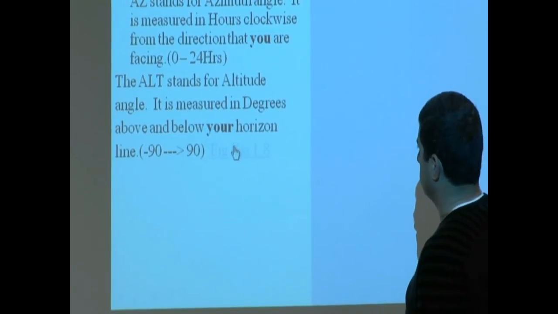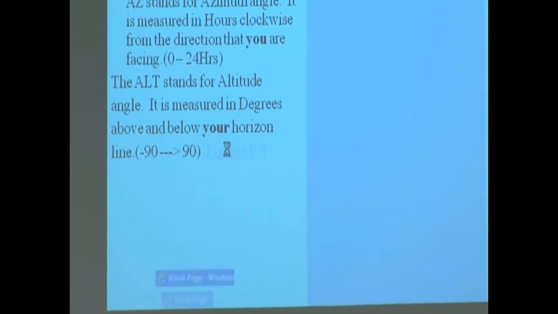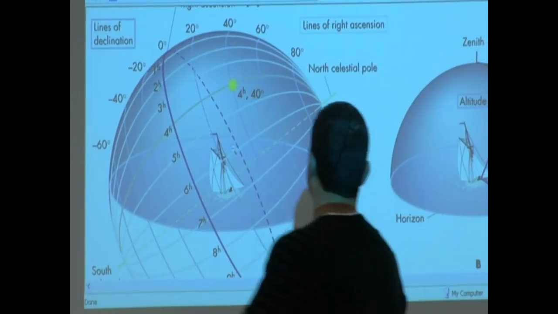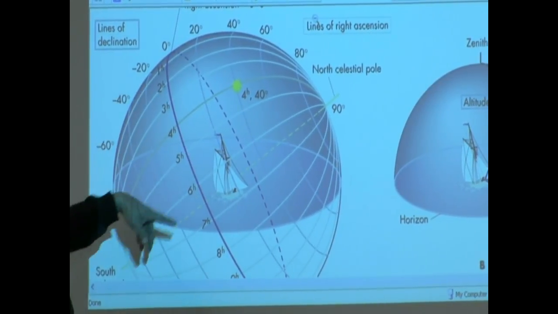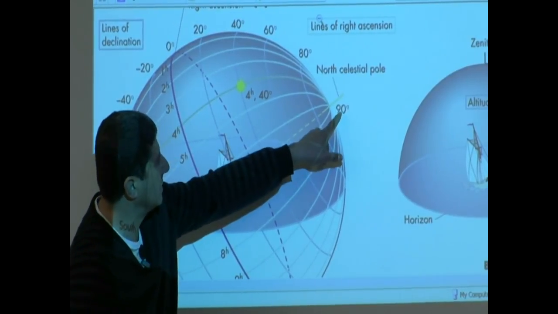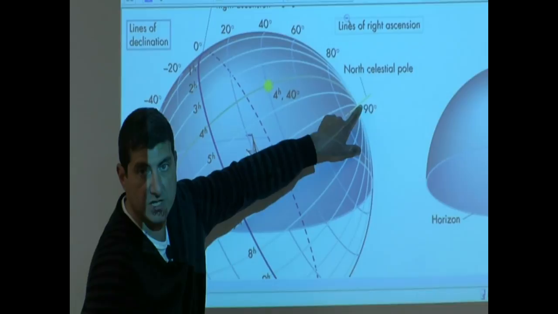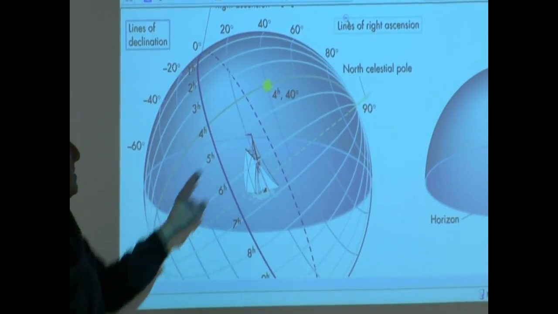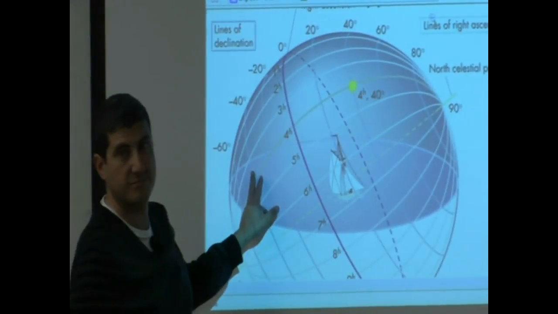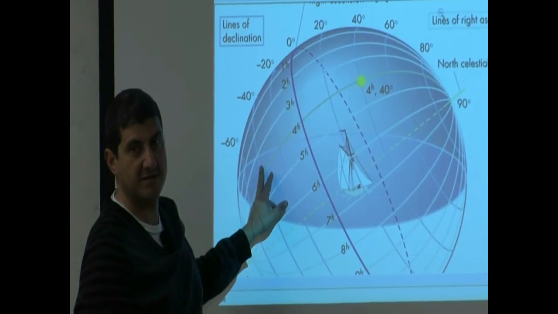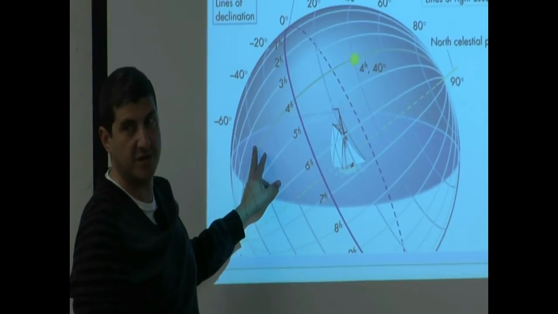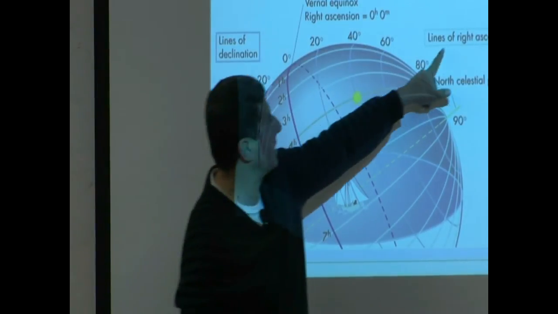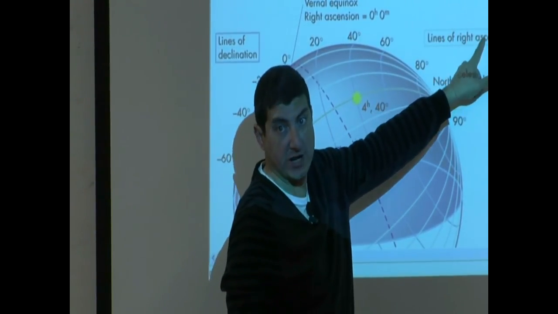Let's see this picture here. Okay, you can kind of see this. What they're trying to describe to you here is, let's say this is the north celestial pole. The DEC angle of a star at the north celestial pole is 90 degrees. And then these lines are called what lines? Lines of, starts with R, and then A, right ascension, RA, okay? It's probably written somewhere here anyway. Lines of right ascension. That's where the RA angle comes from.